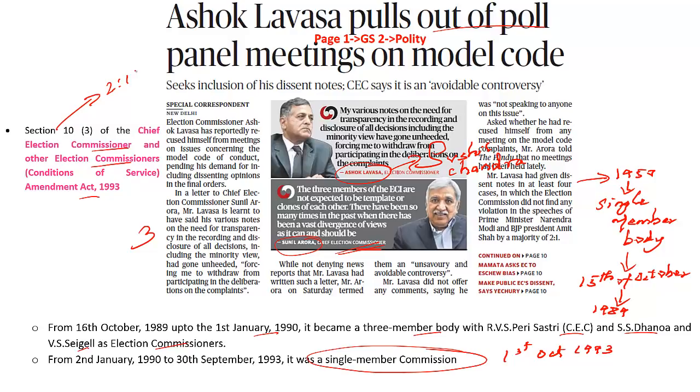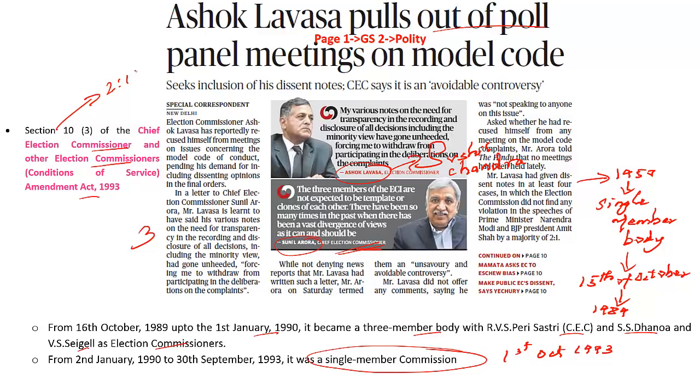Now let's look into the current context. According to a few reports that have been surfacing on the online forums, Ashok Lavasa has opted out of the decision making meetings on all the Model Code of Conduct since May 4. Why? Because he claims his minority decisions were going unrecorded. What do we mean by it?